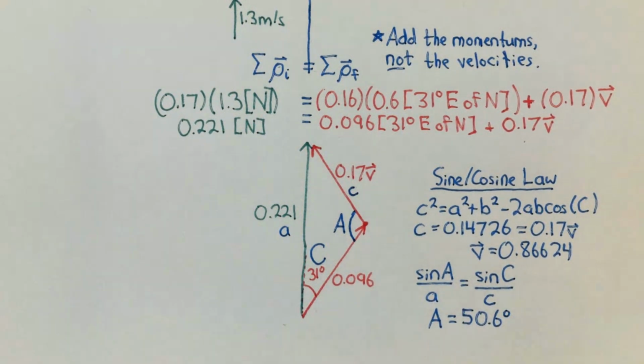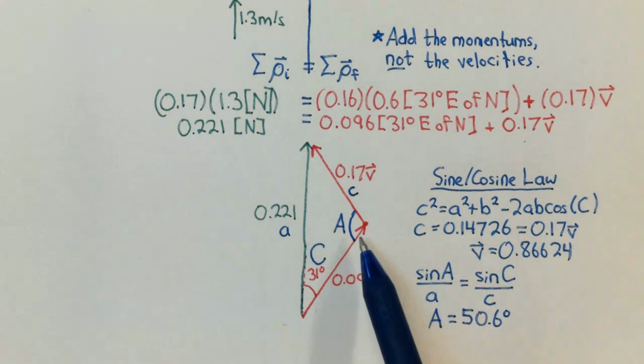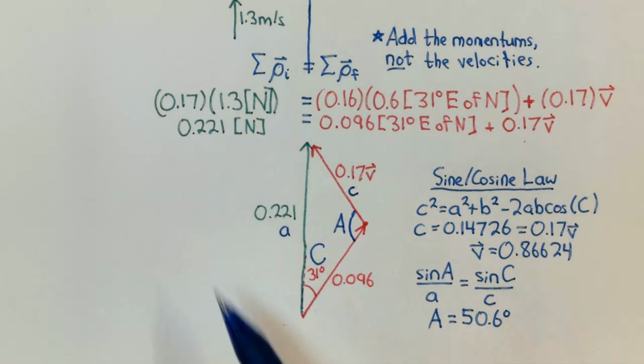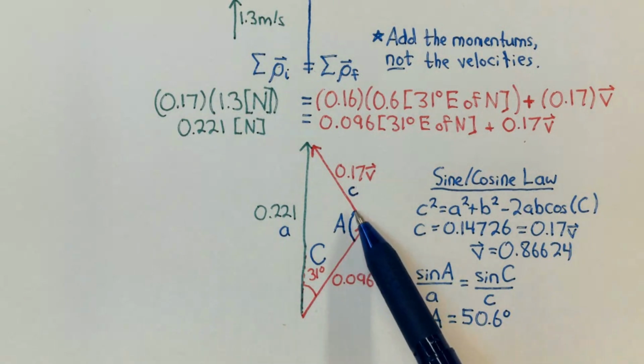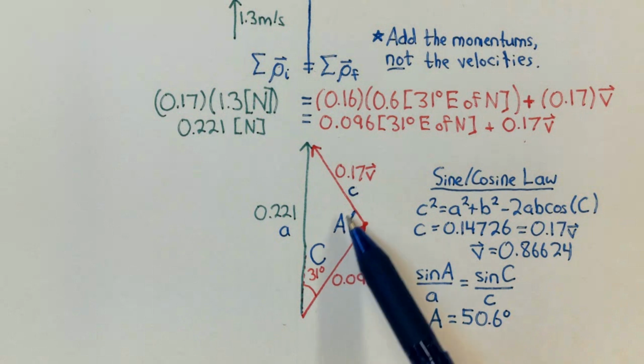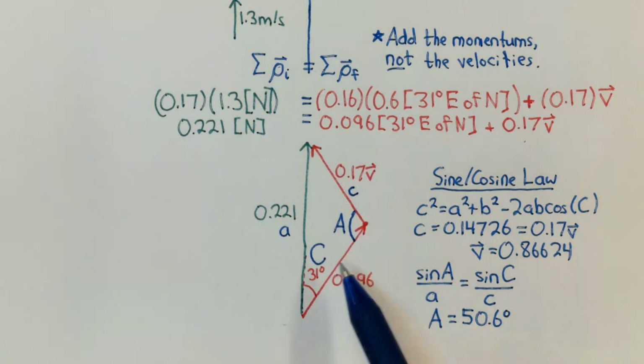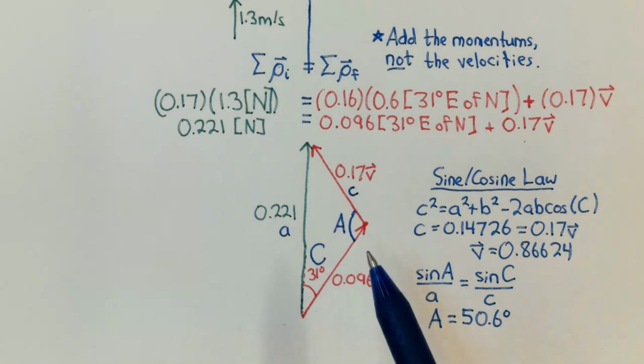degrees. But you should be a little skeptical of this, because looking at this angle here, I didn't draw my triangle perfectly to scale, but I did an okay job. This looks like an obtuse angle. This looks like more than 90 degrees. It doesn't look like 50.6. And here's where we have to remember something really important about the sine law.